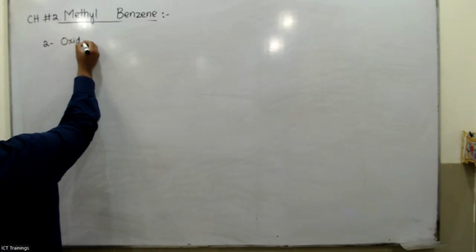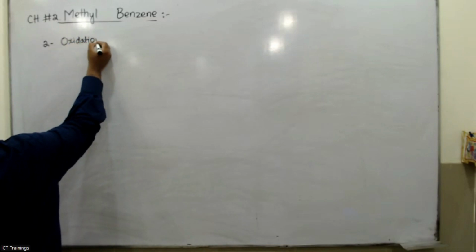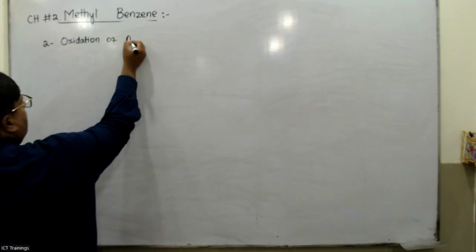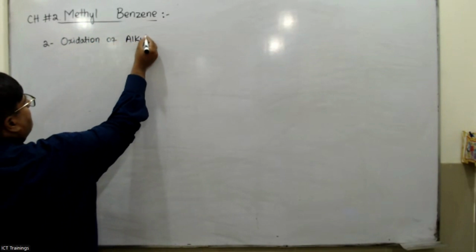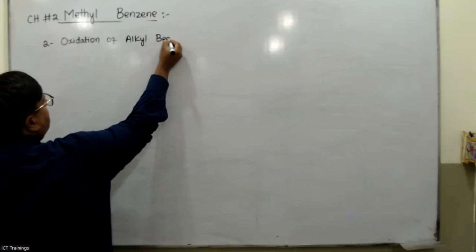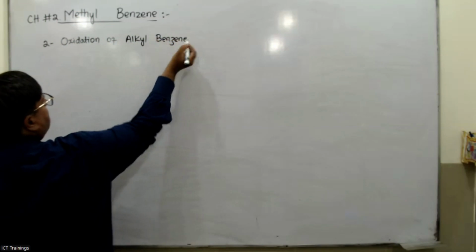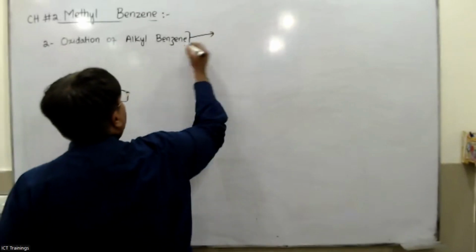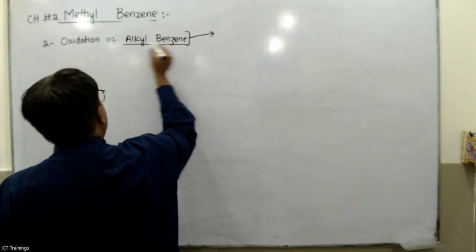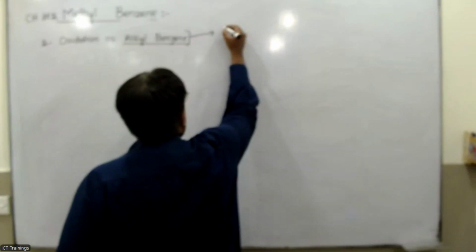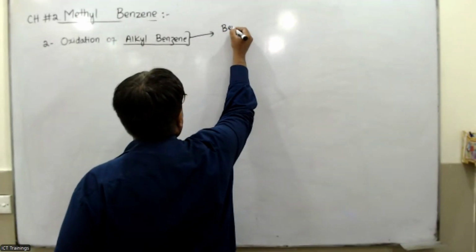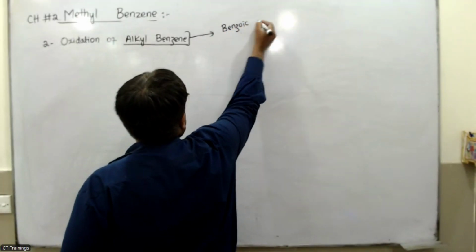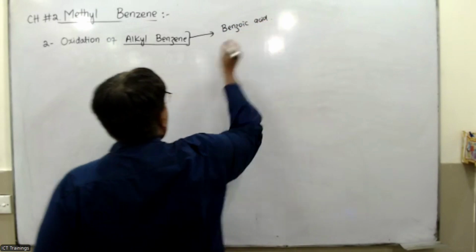the oxidation of alkyl benzene. So always remember, my dear student, whenever any alkyl benzene undergoes the process of oxidation, it will form benzoic acid. It is the first thing.